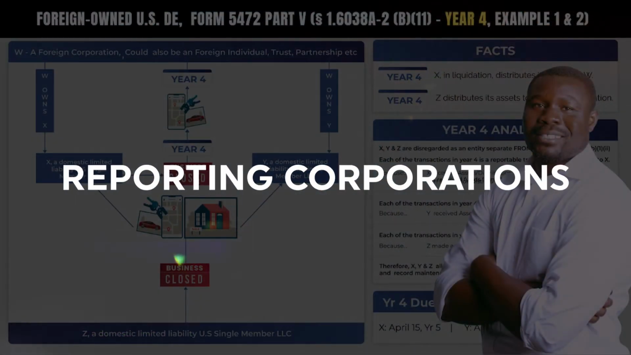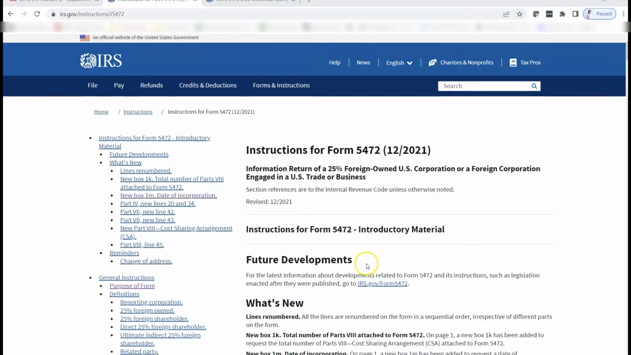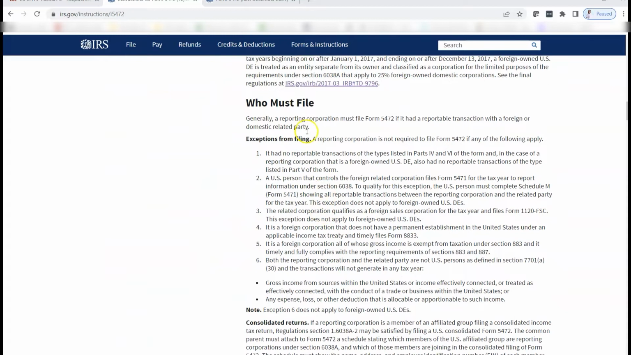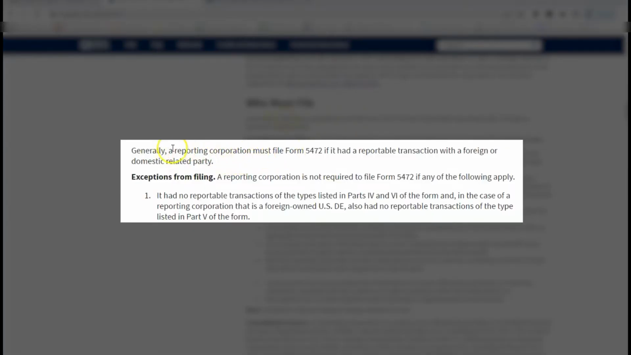Now, before we take a look at the flowchart and go through the examples, let's take a look at who must file Form 5472. In the 5472 instructions, the IRS specifically provides that a reporting corporation must file Form 5472 if it had a reportable transaction. So the two key things we're looking at are, first, whether you're considered a reporting corporation, and then whether you have a reportable transaction, because you could be a reporting corporation but not be required to file these forms if you do not have a reportable transaction.